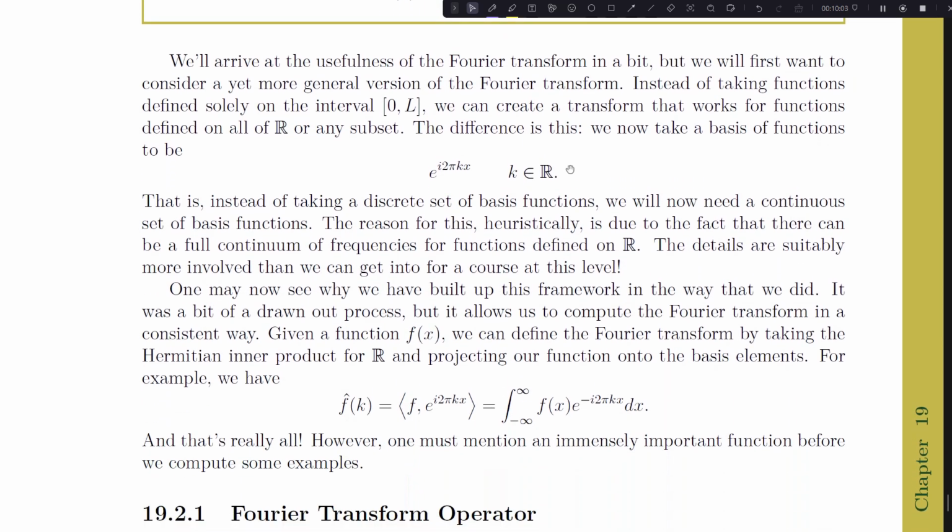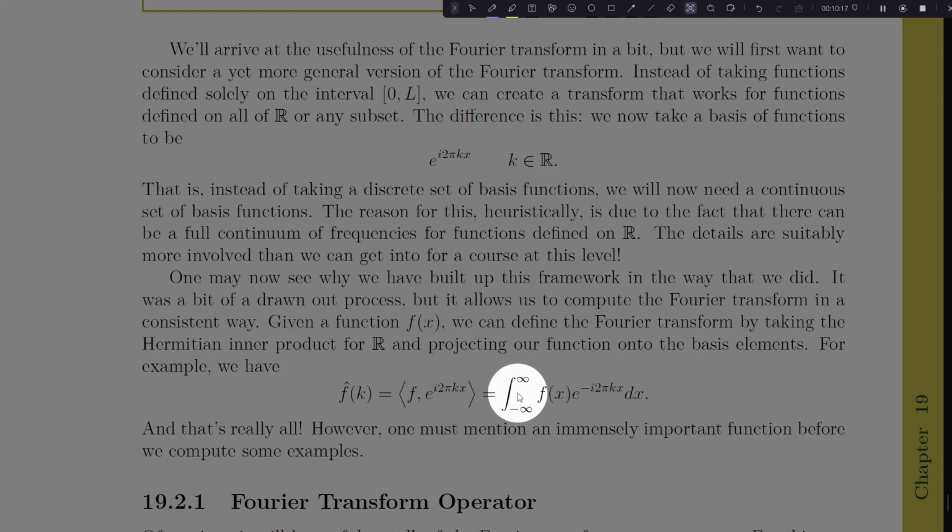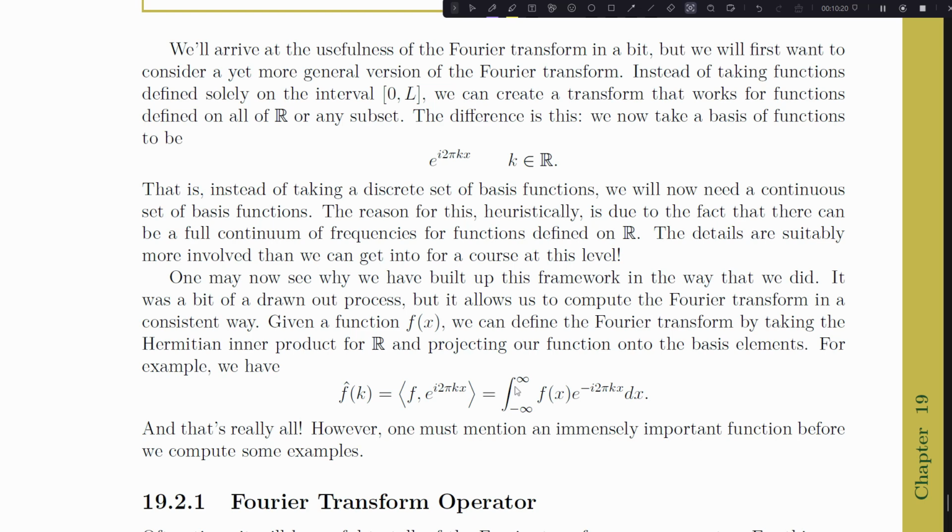There's just a few more things there that it talks about where there's actually a version of the Fourier transform where you take your integral over plus and minus infinity instead of just 0 to L. There's a way to take the limit as L goes to infinity.